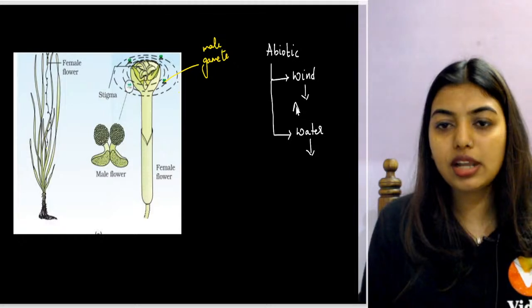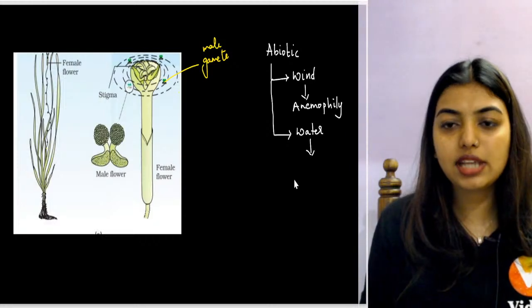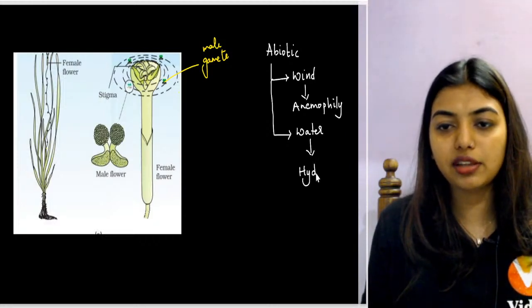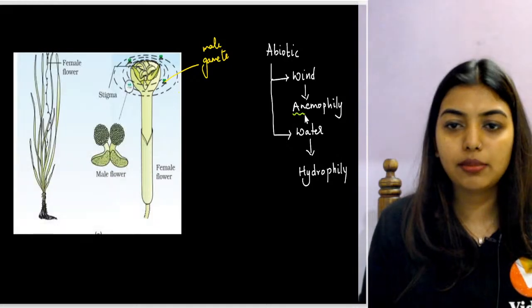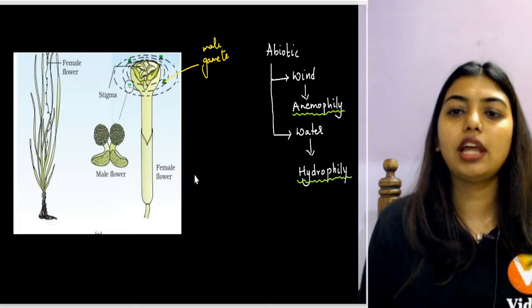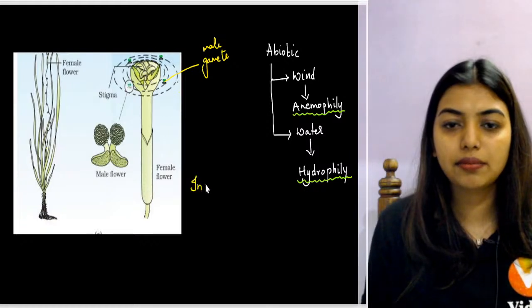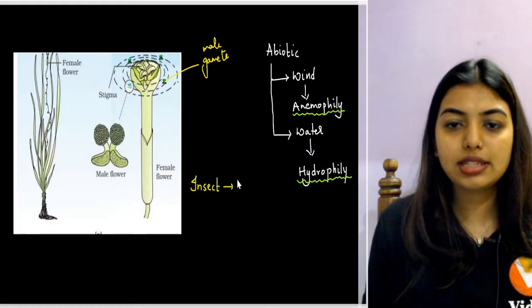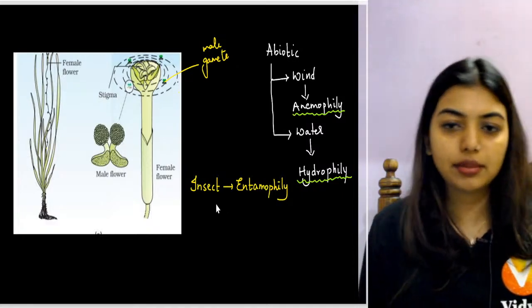Okay, wind will be called as anemophily. Yes or no? Wind will be called as anemophily. Water will be called as hydrophily. Okay, anemophily and hydrophily. Now if it is the same thing with insect, it will be called as entomophily. Okay, entomophily. Yes?